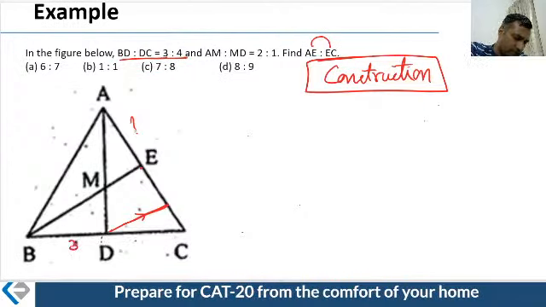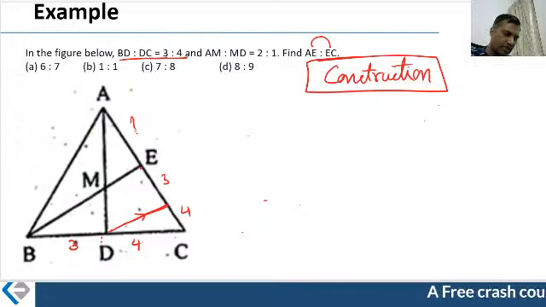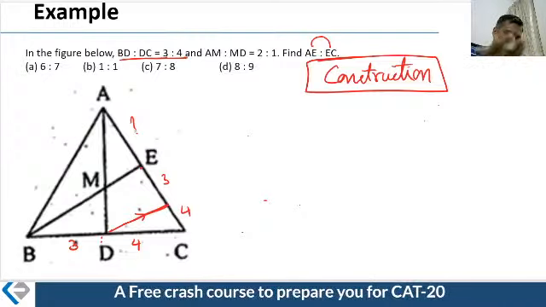This is in the ratio 3:4. If this is in the ratio 3:4, then I will say that this is also in the ratio 3:4. Suddenly how do you understand that that's in the ratio 3:4? Because of the basic proportionality theorem. If this is in the ratio 3:4, then this also will be in the ratio 3:4.